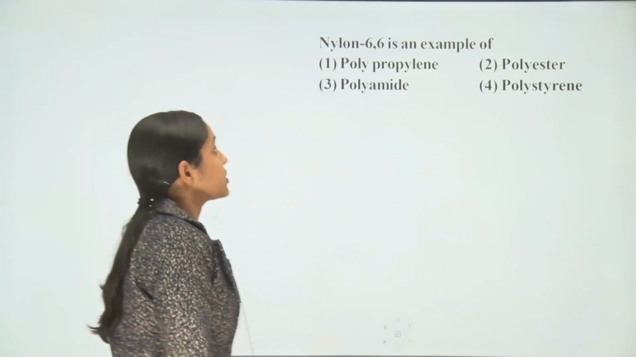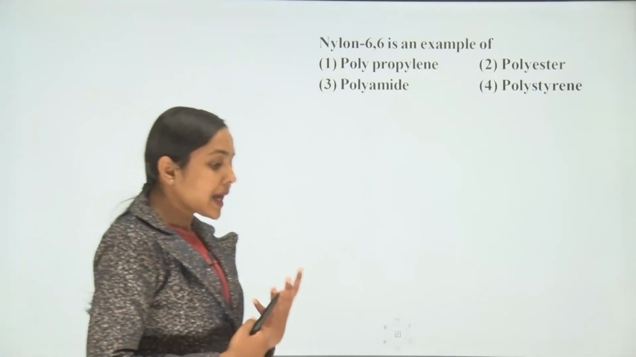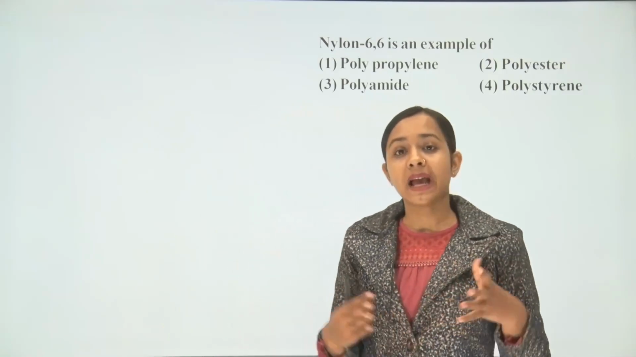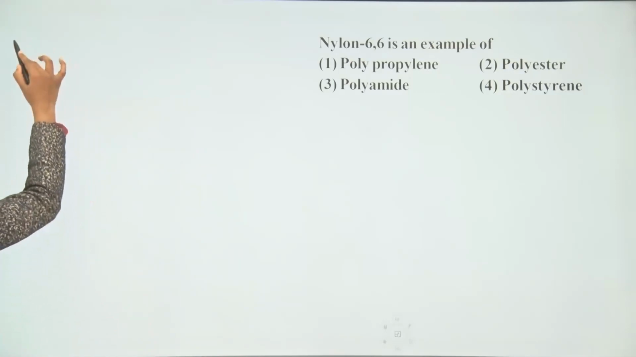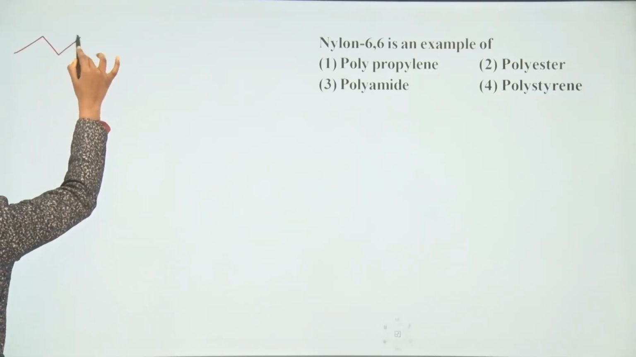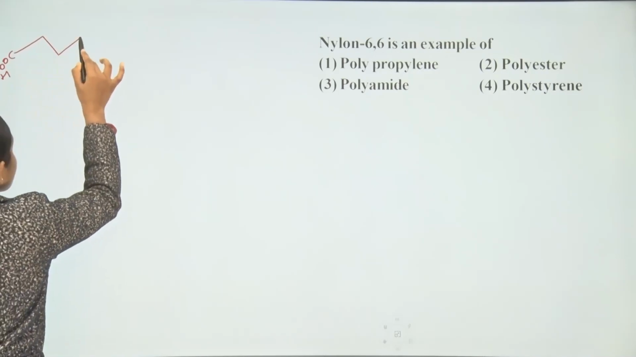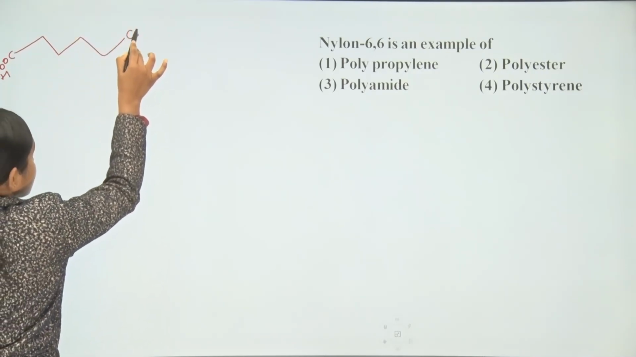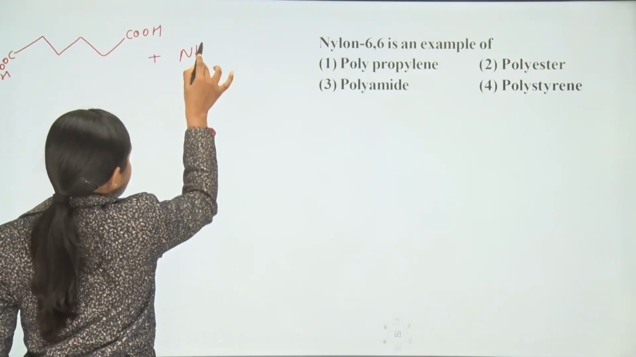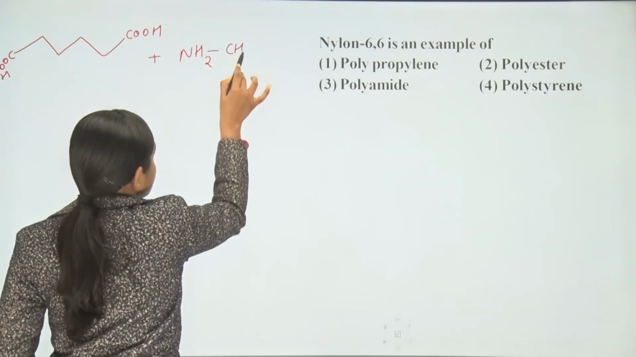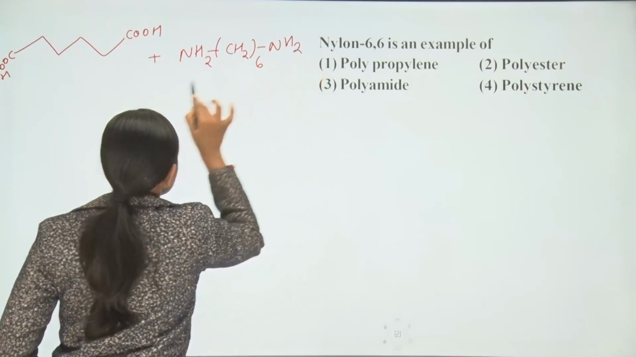Hello dear students, our next question is nylon 6,6 is an example of, right? So basically students, we know that nylon 6,6 is a copolymer of adipic acid and hexamethylene diamine, right? So this is the structure of adipic acid. And here we have hexamethylene diamine NH2, CH2 whole 6 NH2, right?